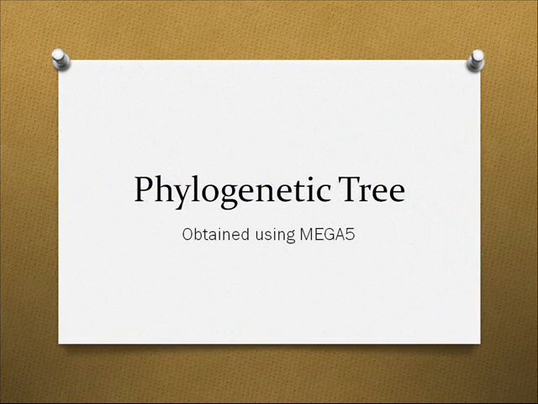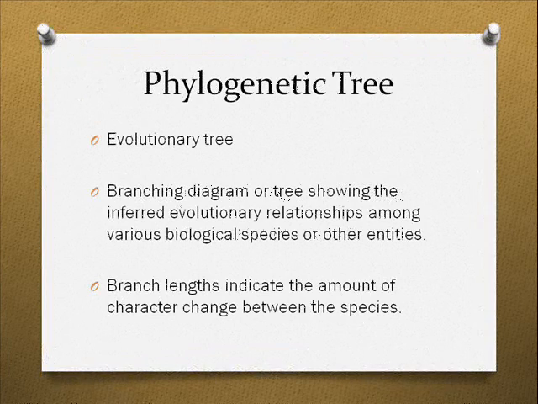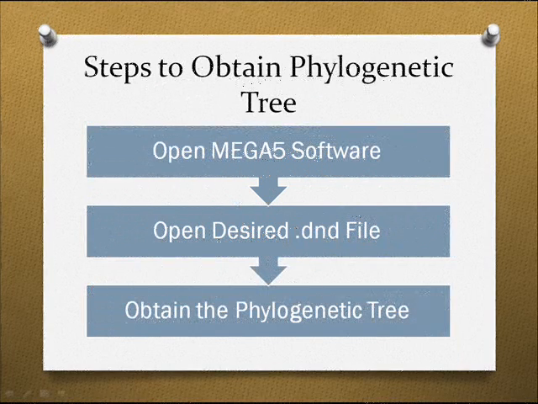As mentioned earlier, the MSA would help in obtaining evolutionary relationships between sequences. Thus, a phylogenetic tree is obtained from the MSA. A phylogenetic tree, or evolutionary tree, is a branching diagram, or tree, showing the inferred evolutionary relationships among various biological species or other entities. The branch lengths indicate the amount of character change between the species. These are the steps to obtain a phylogenetic tree.